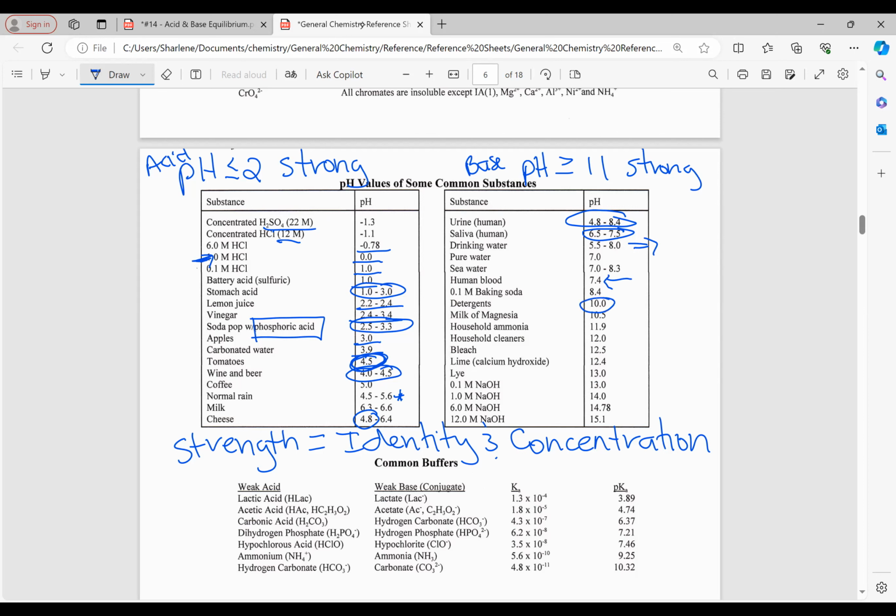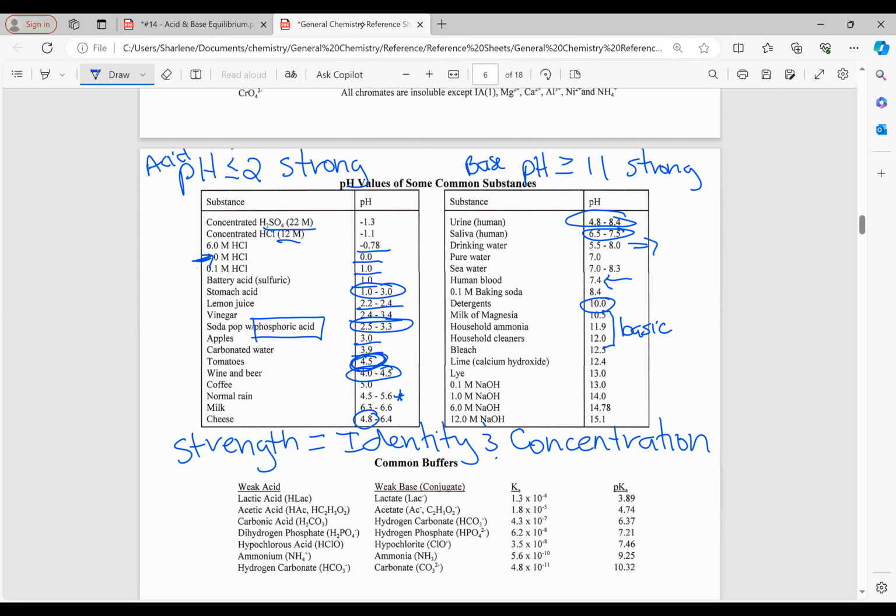Okay, these are why they kind of feel itchy and burny to your skin because they're very basic at a pH of 10. Milk of magnesia, about 10.5, ammonia, 11.9. So most household cleaners fall into the basic region. And they're getting fairly strong. Let me see, bleach 12.5, calcium hydroxide 12.4.